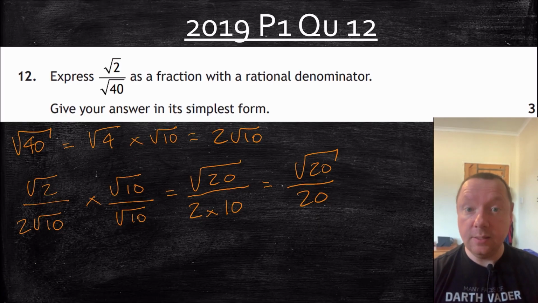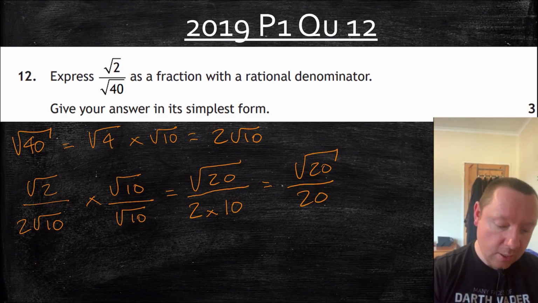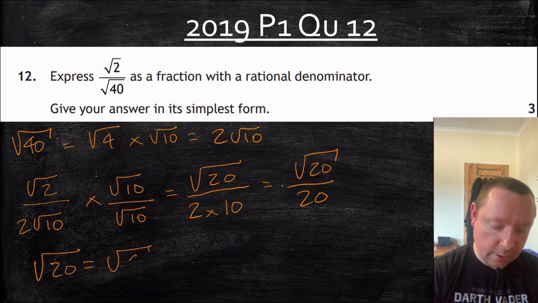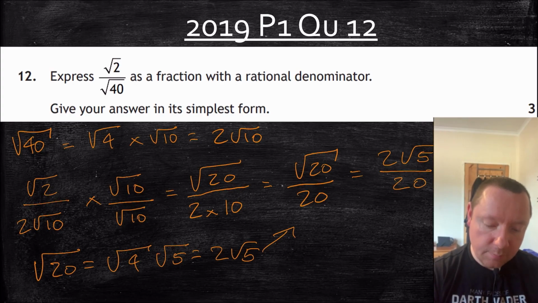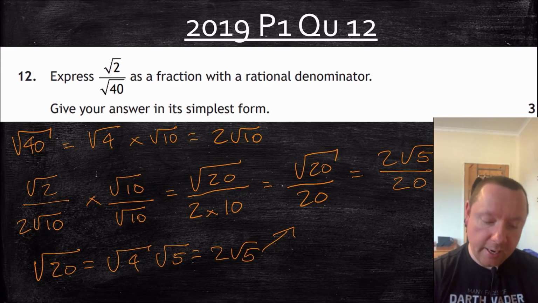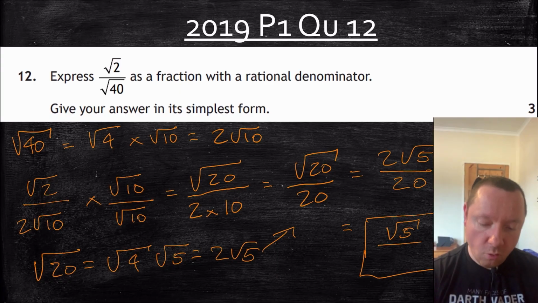But root 20 you can simplify, so we need to go ahead and do that. So at our side, root 20 is root 4 times root 5, which is 2 root 5. So we can now use that up here to write 2 root 5 over 20, and simplifying the 2 over 20 to 1 over 10. That gives us a final answer. Put it in a box of root 5 all over 10.